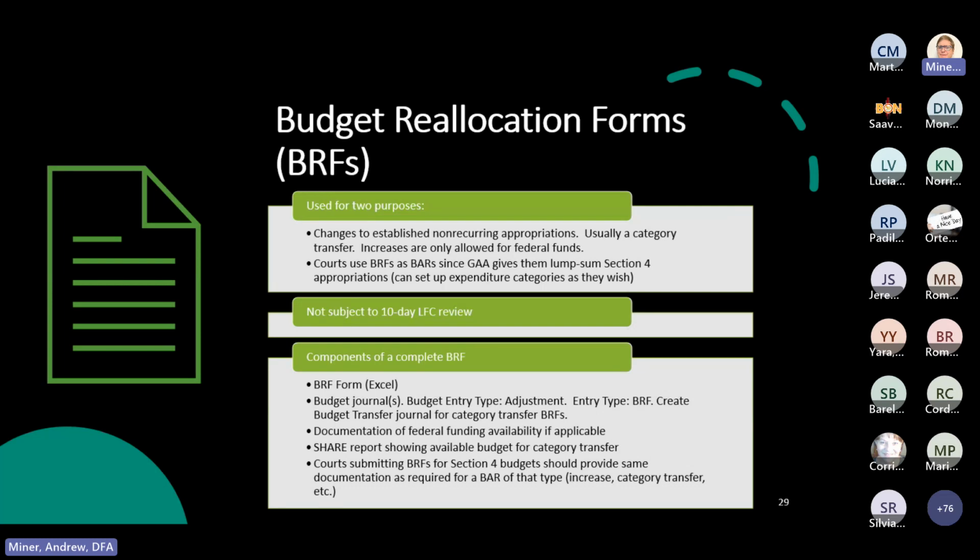And then a court that's submitting a BRF for your Section 4 budget, so basically what would be a BAR for anybody else, you should provide the same documentation as required for a BAR of that type. So increased category transfer. So you should include your narrative and everything else.